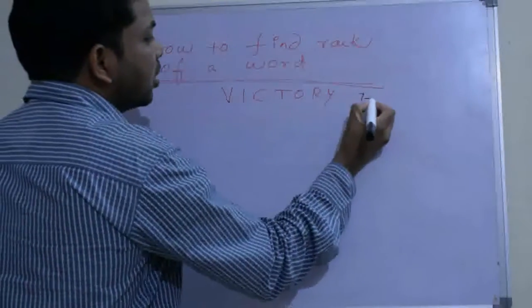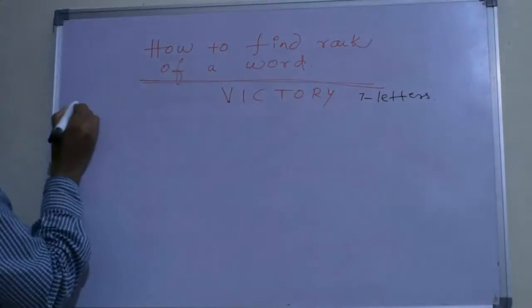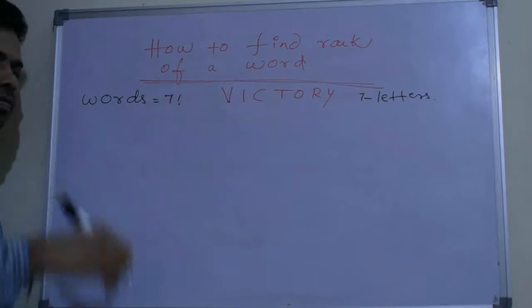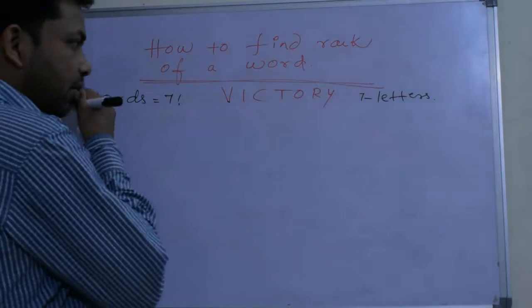So 7 letters are there. Okay, 7 letters. So how many words can we form? Total number of words is what? 7 factorial words we can form. So total number of words, 7 factorial, we can form.